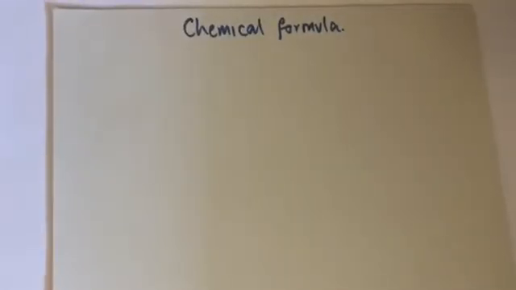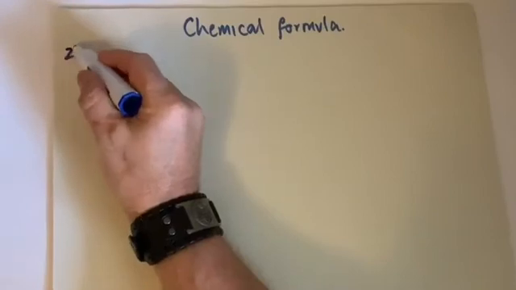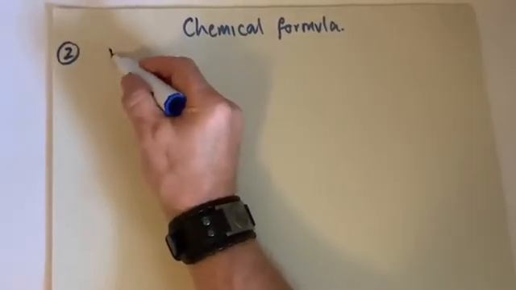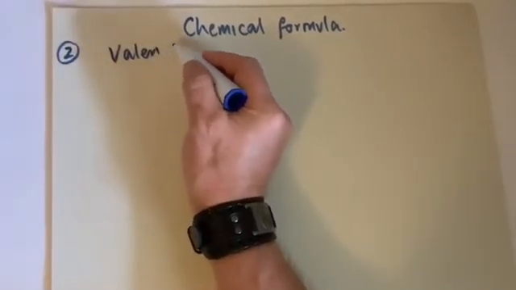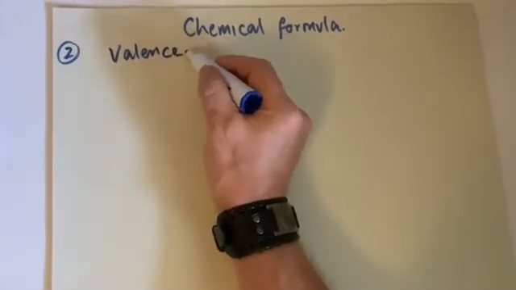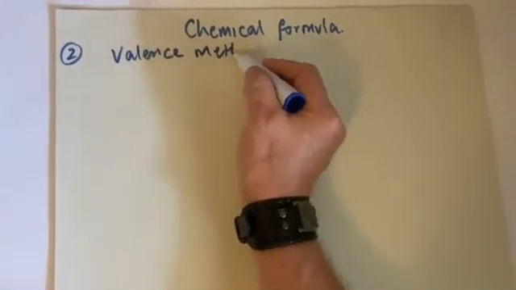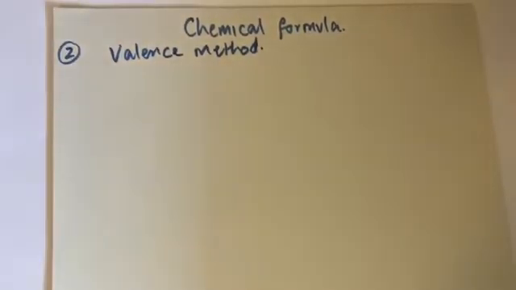Chemical formula, method number 2. This is what's called the valence method. First thing, you need to understand what's meant by the valence method. Valence is an indication of how many electrons are present in the outer shell of the atom.